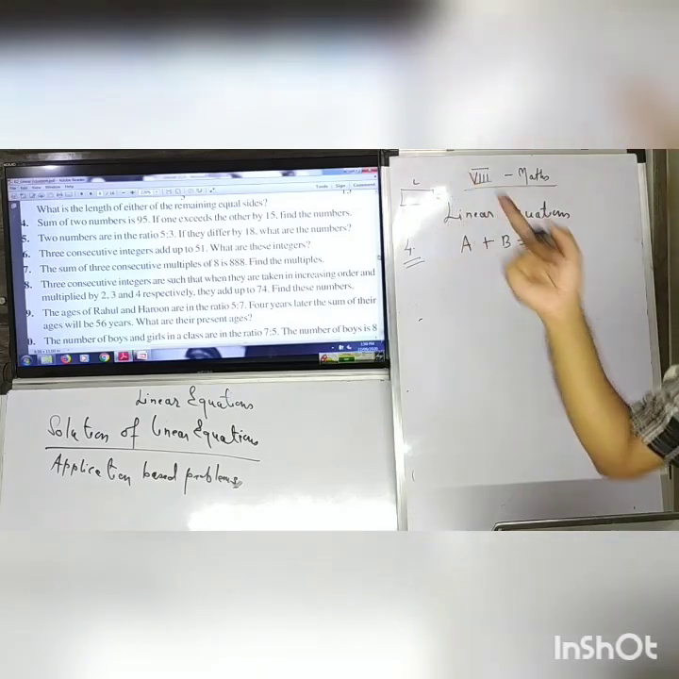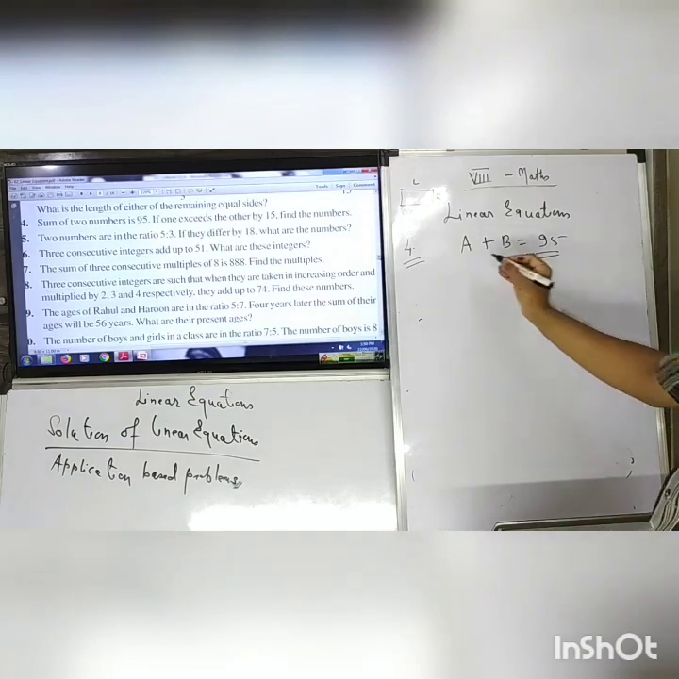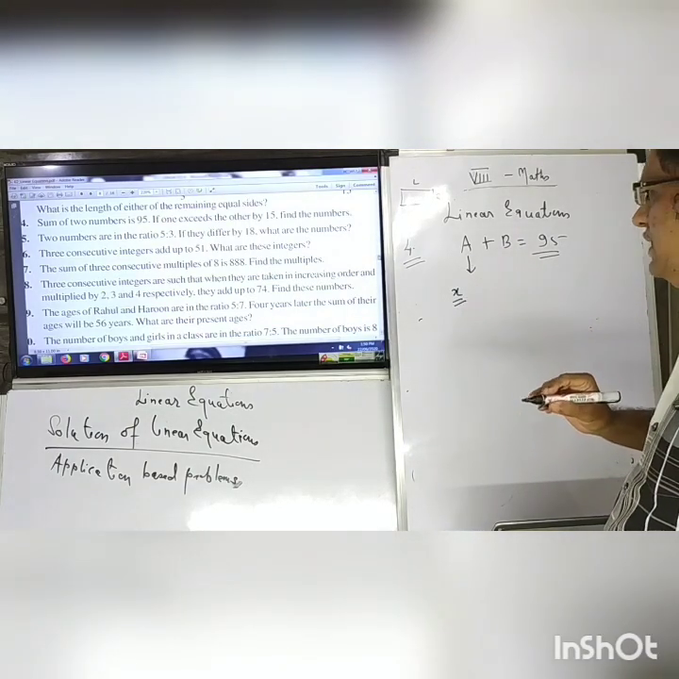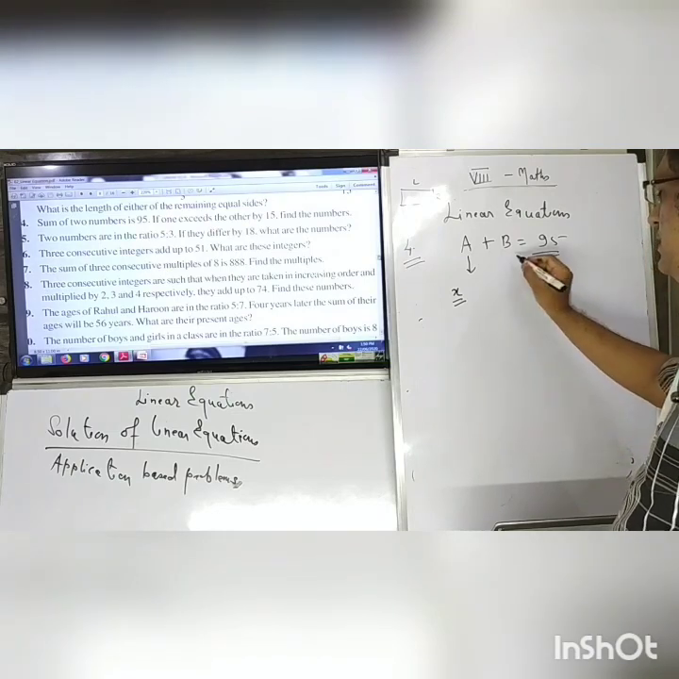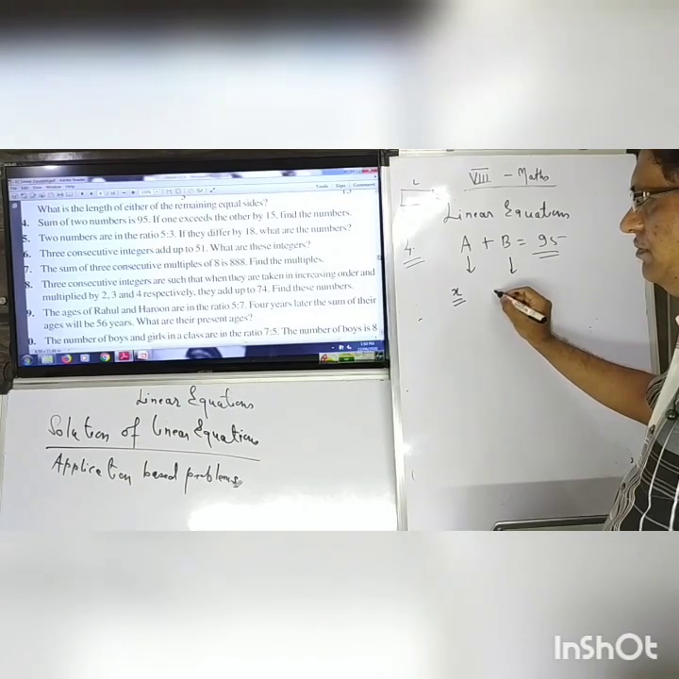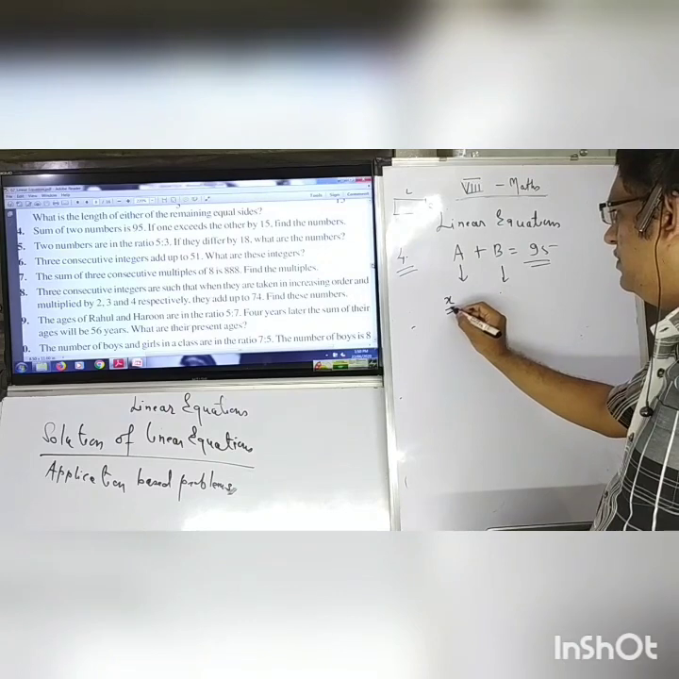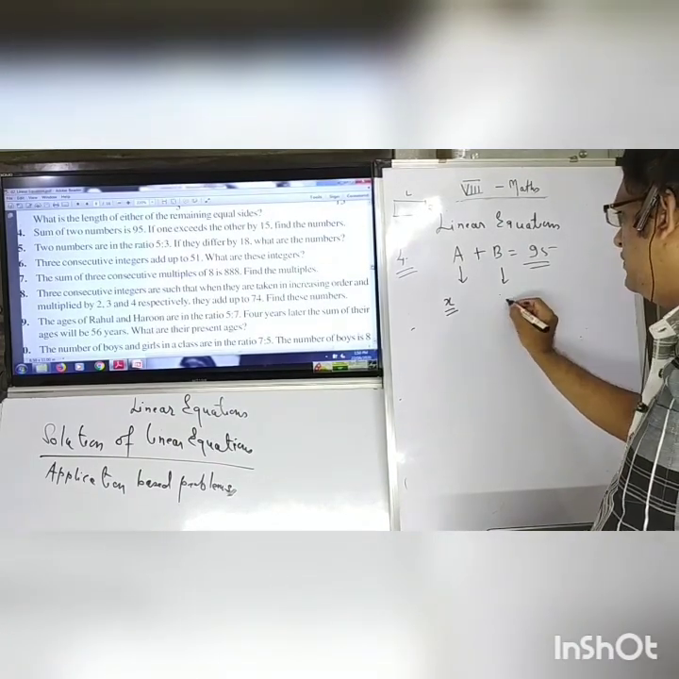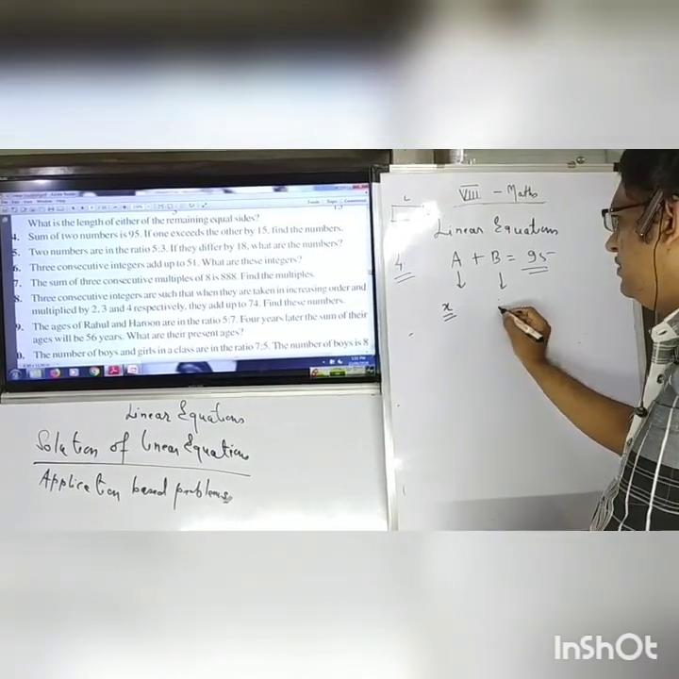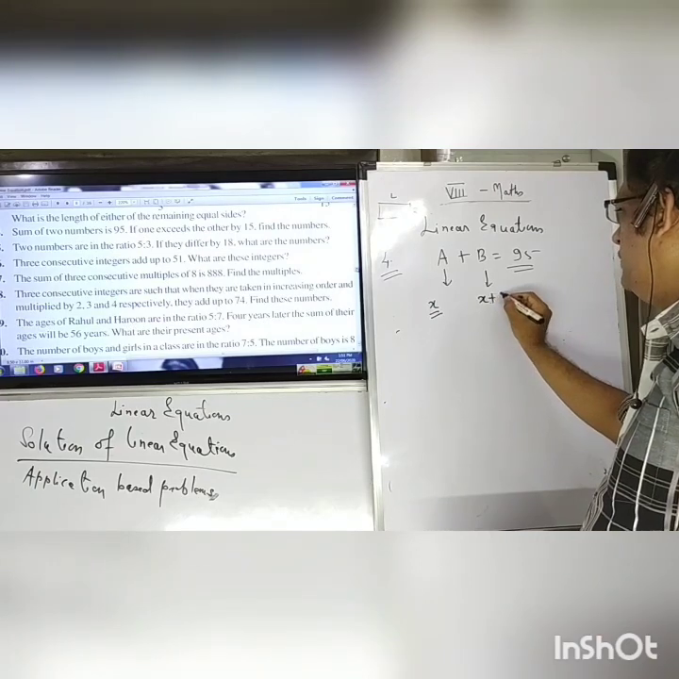For that, another condition is there. One exceeds the other by 15. Let us say A equal to x. Then this B may be x minus 15 or it may be x plus 15. Because if we have taken x plus 15, then B is 15 more than this. If we take x minus 15, then A is 15 more than B. Let us take B equal to x plus 15.